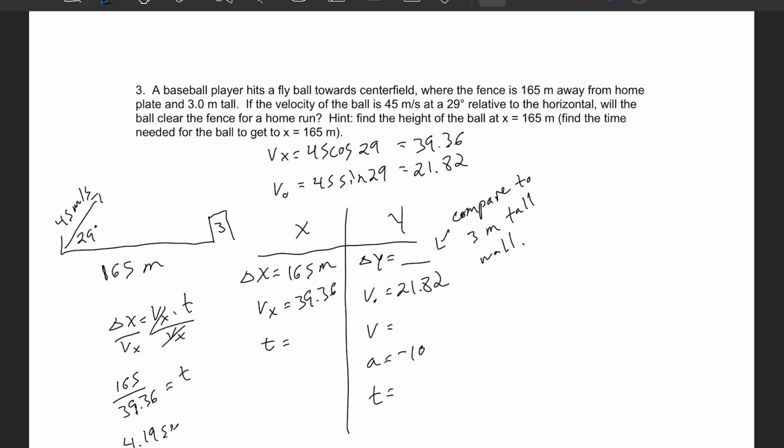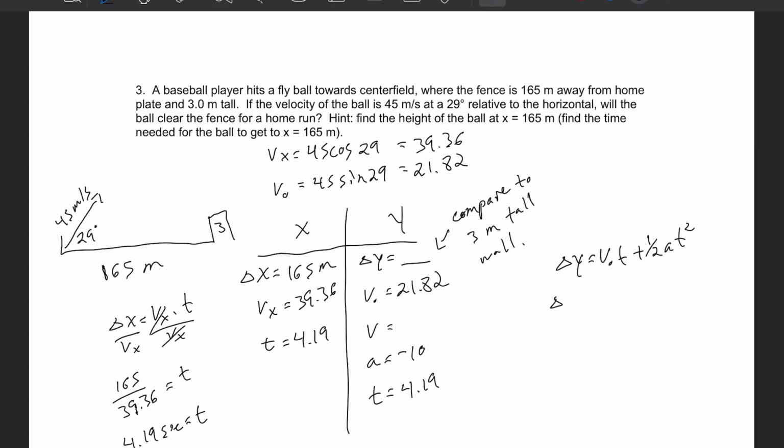Looks like we're getting about 4.19 seconds for our time, so we can put in 4.19 on both sides if we wish, and that gives us the time that the ball will arrive at the 165 meter range. Now we just need to know, well, what's its height at that moment in time? We want to solve for delta y.